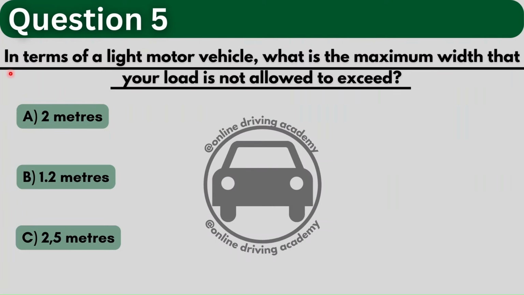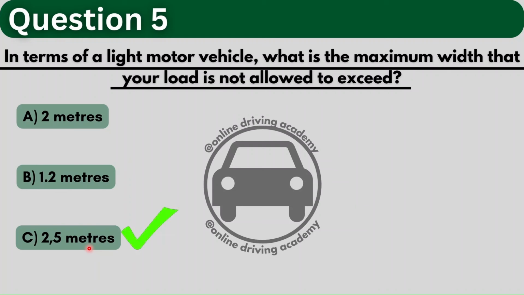Question 5. In terms of a light motor vehicle, what is the maximum width that your load is not allowed to exceed? Now remember, in this question they're talking about the width. They're not talking about the length or the height. Is it option A, 2 meters? Is it option B, 1.2 meters? Or is it option C, 2.5 meters? Again, this is the type of question that requires you to know the exact units, right? So in this case, the maximum width that your load is not allowed to exceed will be 2.5 meters.